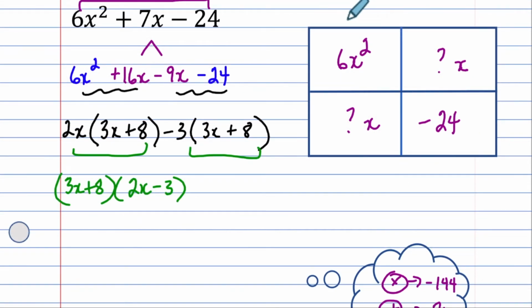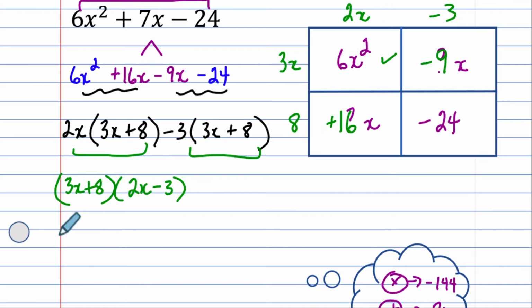We would be able to fill in that this would be a 3x plus 8 and a 2x minus 3. These two gave us the 6x squared. These two give us negative 9x. These two give us positive 16x. And those two give negative 24. If we add up these, we get that middle term.